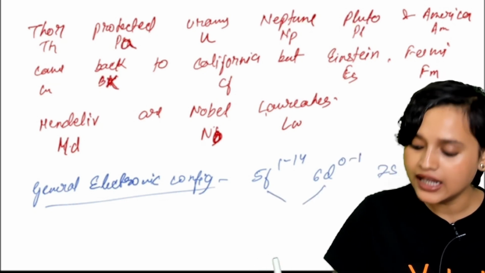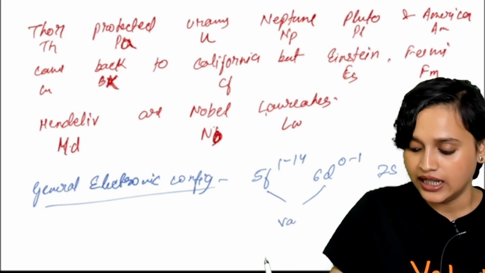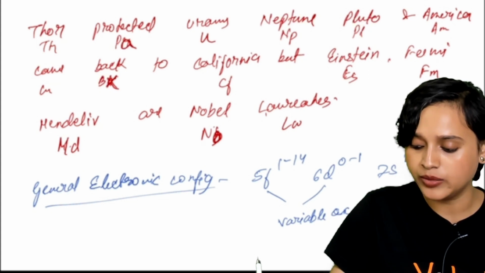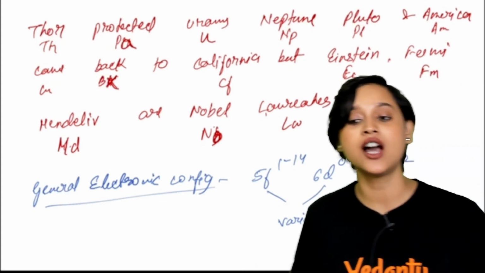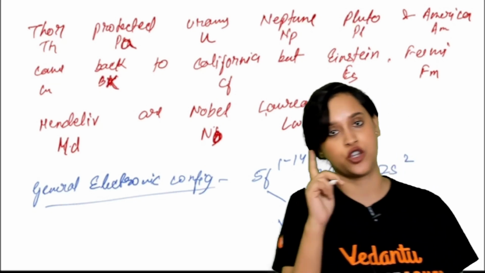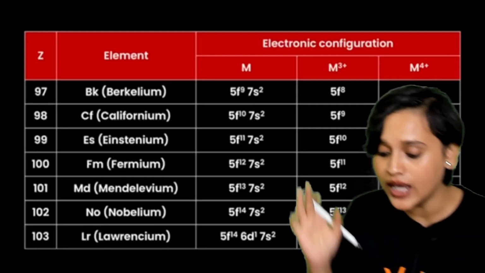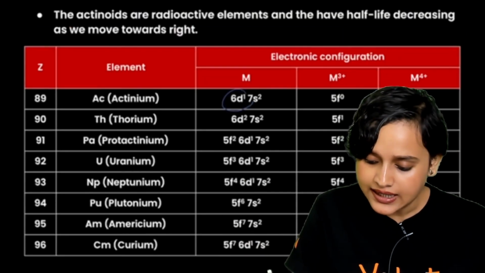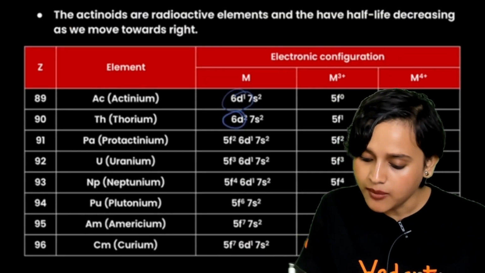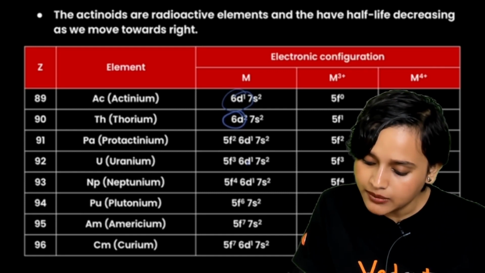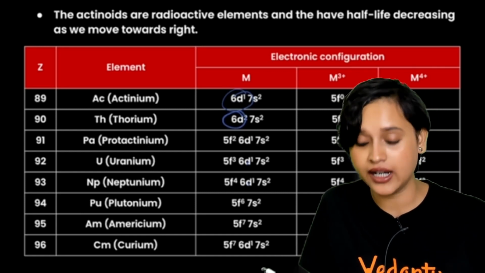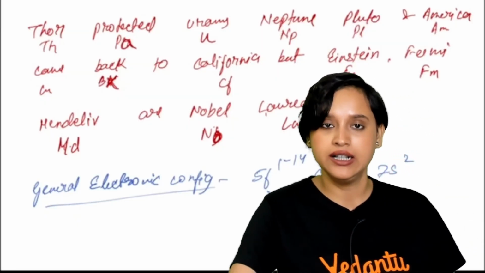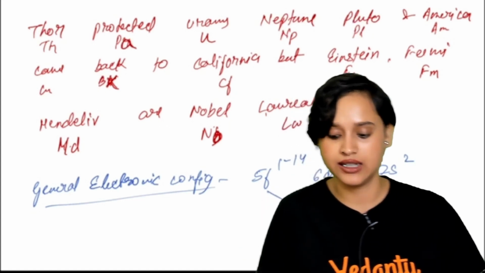Now, you will see that these two are variable occupancy. Not always will you find electrons occupying these two orbitals, but sometimes they are and sometimes they are not. So this is called variable occupancy. Check it out, everybody. 6d is here, but 6d is also in thorium. 6d is in protactinium, uranium, neptunium, but it is not there in plutonium and americium. Do you see what I was talking about? This is it, everybody.